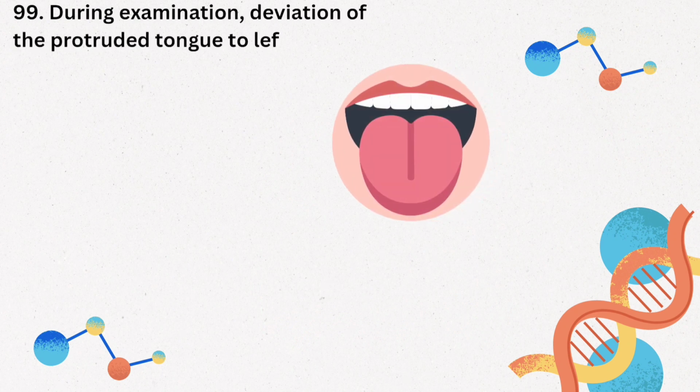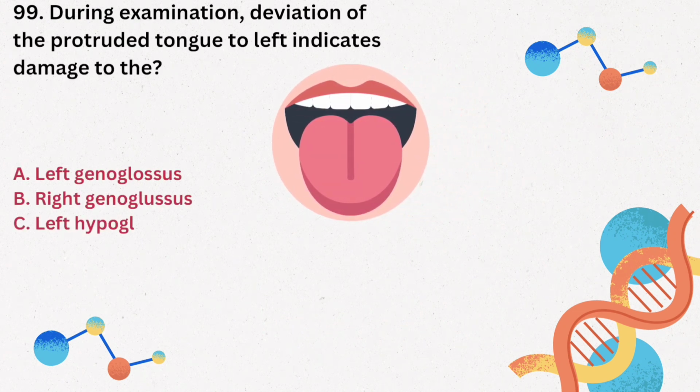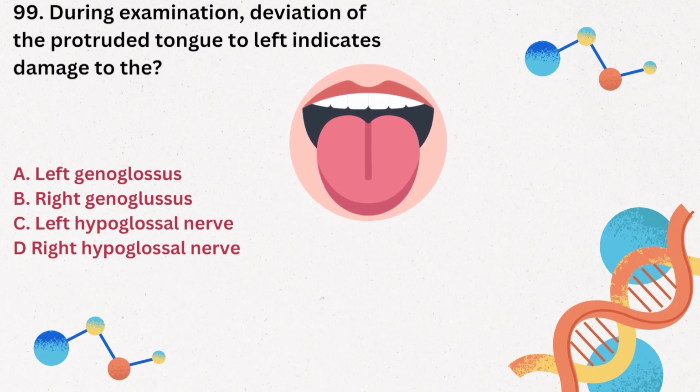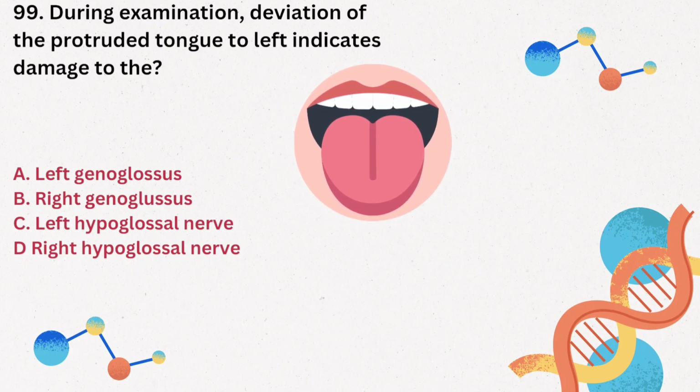During examination, deviation of the protruded tongue to the left indicates damage to the A. Left genioglossus. B. Right genioglossus. C. Left hypoglossal nerve. D. Right hypoglossal nerve. Option C is the right answer.